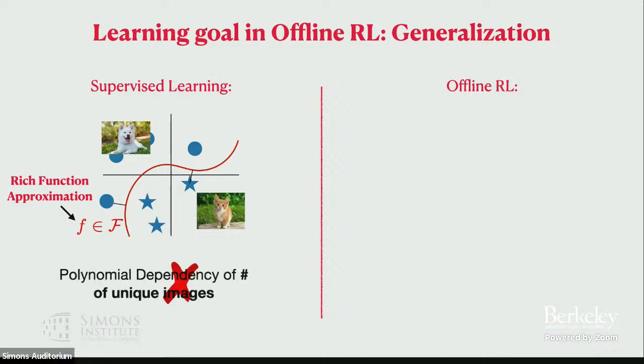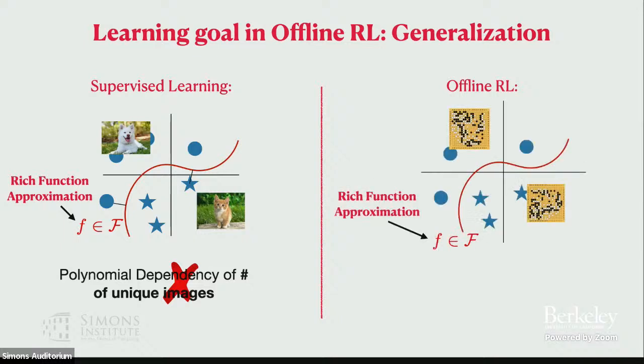Particularly, I don't want my sample complexity bound to depend on, for instance, the total number of unique cat or dog images in this world. That's just not possible. We want similar things in offline reinforcement learning and in general reinforcement learning as well. When we apply reinforcement learning techniques to games like Go, we know that the total number of unique board positions is larger than the total number of atoms in the universe. So there's no hope for us to enumerate all possible board positions and memorize the optimal strategy there. We have to be able to generalize.